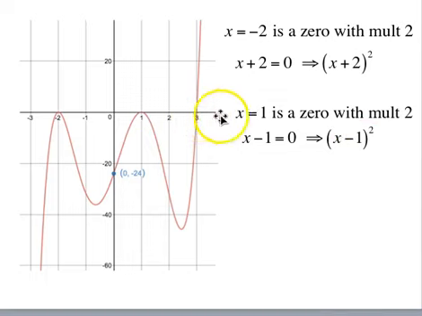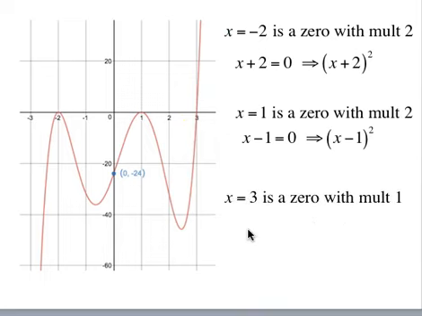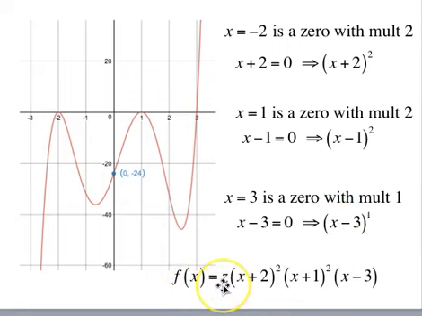Now this piece here, our next 0 is 3, but that only has multiplicity 1. It penetrates the x-axis. So we have x equals 3 is a 0 with multiplicity 1. So x minus 3 equals 0. And then we'll really think of that as x minus 3 to the first power. So putting all of these things together, x plus 2 squared, x minus 1 squared, x minus 3 to the first, with a multiplier in front, we've got to find that multiplier.